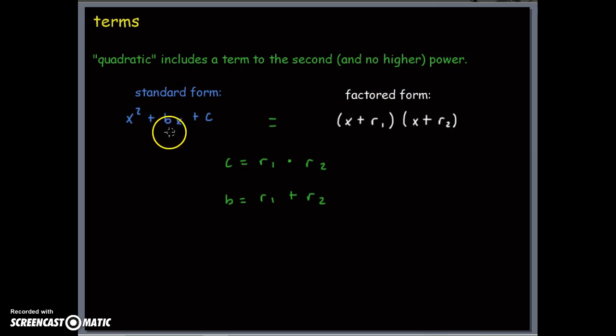So it's important to understand how these variables are related to each other. So c in standard form is equal to the two factors r1 and r2. If you multiply them together, they should multiply to give us c. And then b, the coefficient in front of this x term in standard form, when you add those two factors r1 and r2, they should add up to b. So we're going to use this information to convert from standard to factored.